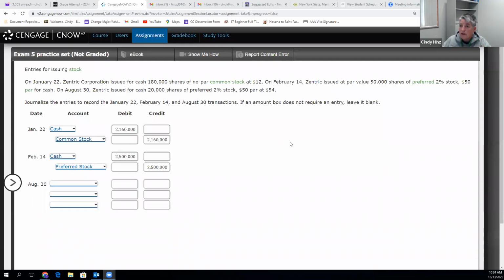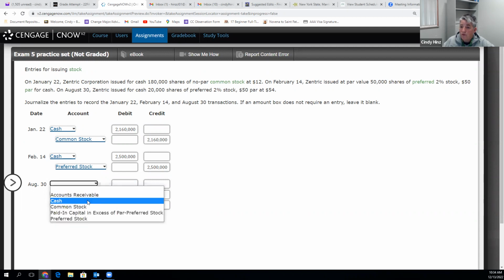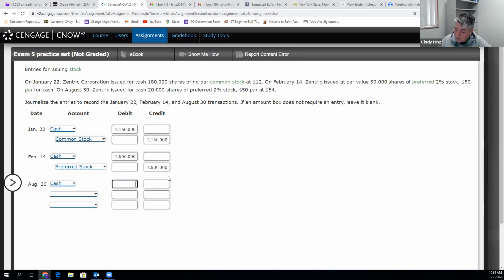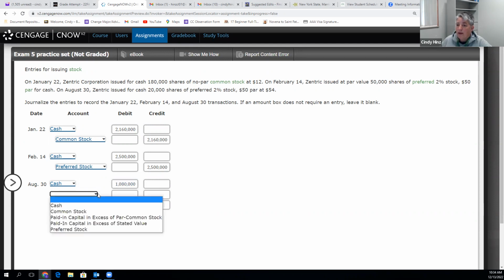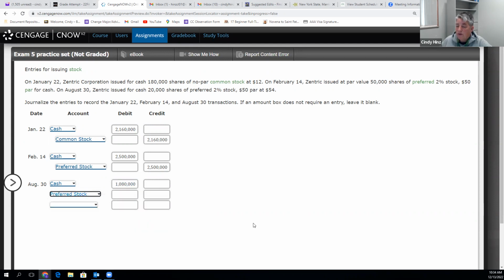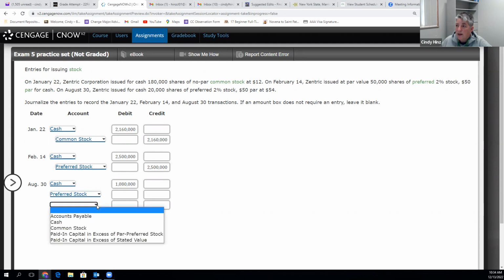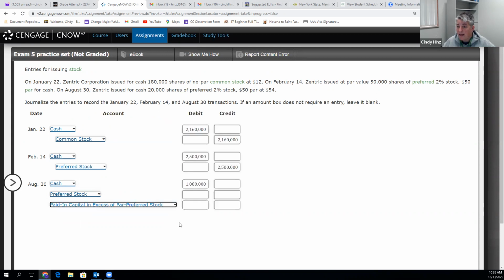So on August 30th, we issued that additional 20,000 shares at $54. So our cash is going to go up by $54 for each of those 20,000 shares. That's $1,080,000. And as I was explaining, the par value is going to go into the preferred stock, and the extra $4 above par is going to go into the paid-in capital in excess of par.